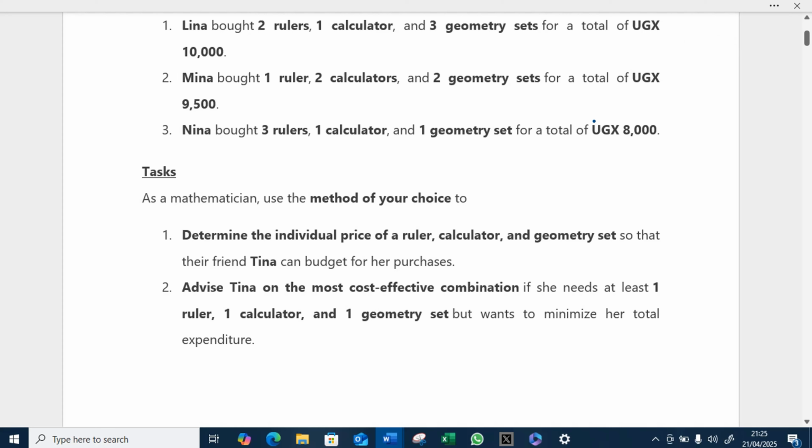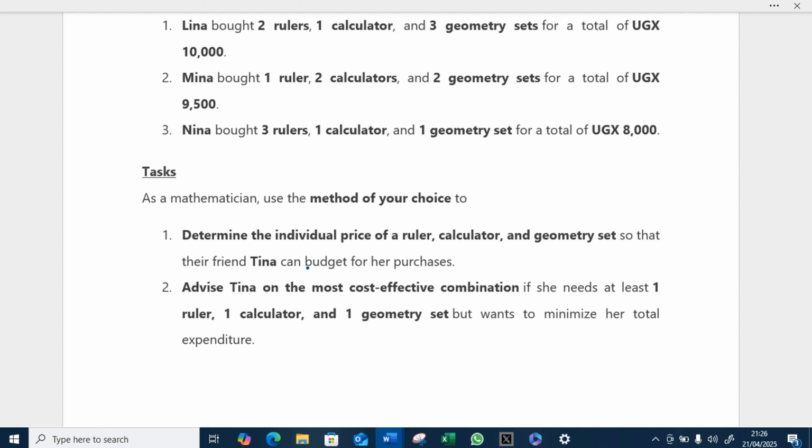The tasks before us are: 1. As a mathematician, use the method of your choice to determine the individual price of a ruler, calculator and geometry set so that their friend Tina can budget for her purchases. 2. Advise Tina on the most cost-effective combination if she needs at least 1 ruler, 1 calculator and 1 geometry set but wants to minimize her total expenditure.